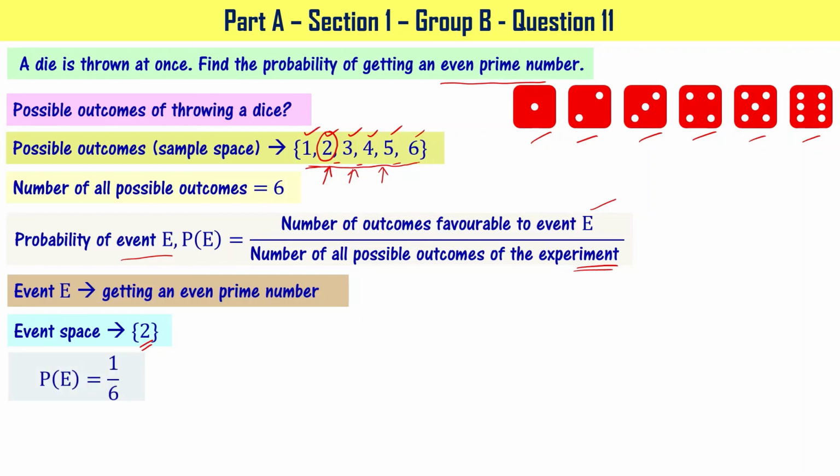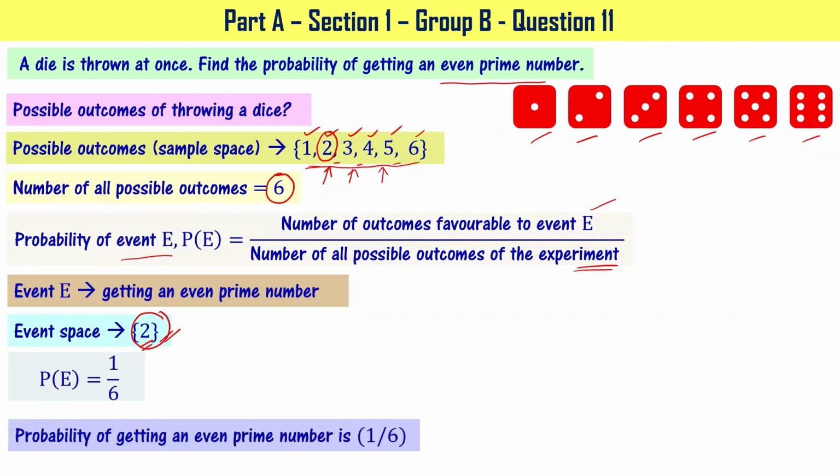1 is the number of favorable outcomes, that is just 1 as per this, and divided by number of all possible outcomes of the experiment, that is 6 as given here. So probability of event E, that is getting an even prime number, is 1 by 6. Let's write that. Probability of getting an even prime number is 1 by 6.